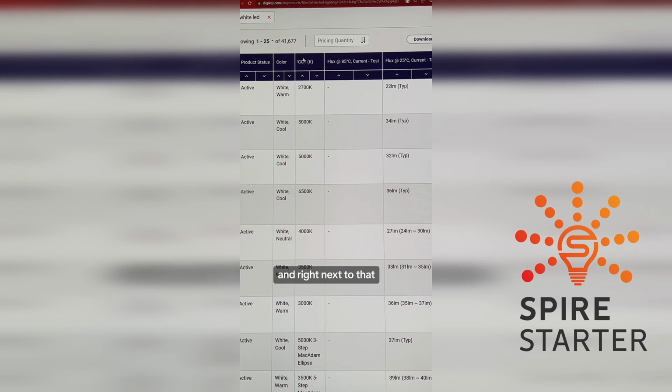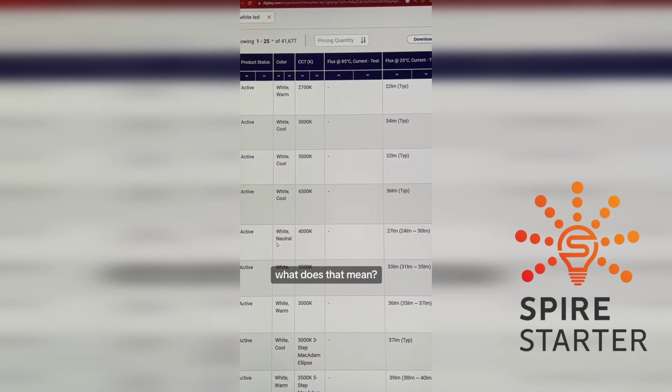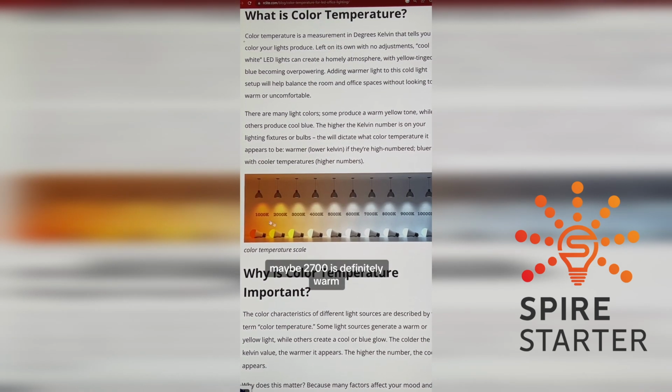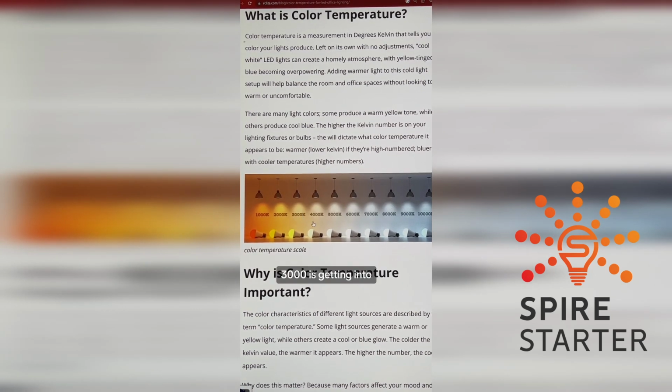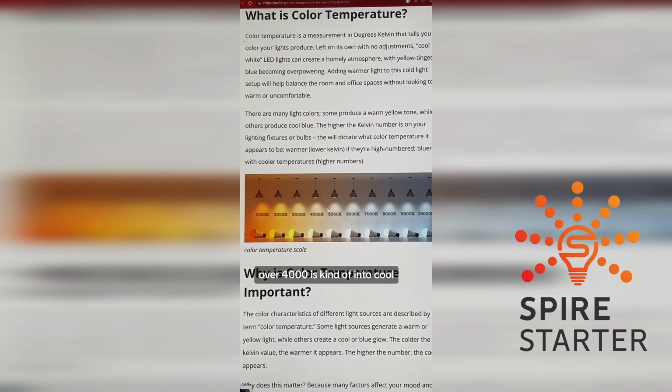Now they have color, and right next to that they say CCT and K, whatever that means, it's Kelvin. The color can be warm white, cool white, neutral white. What does that mean? And then these numbers, what do those mean? Well, this is the warm white. These will be like 1,000 to 3,000 Kelvin. 2,700 is definitely warm, 3,000 is getting into neutral. This is all neutral here, 4,000. Over 4,000 is kind of into cool, which is most of these.